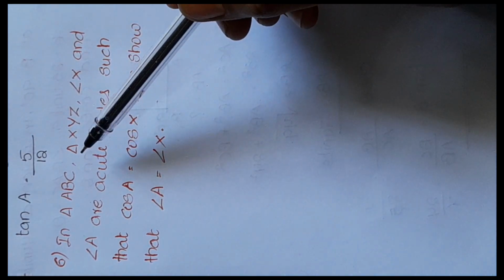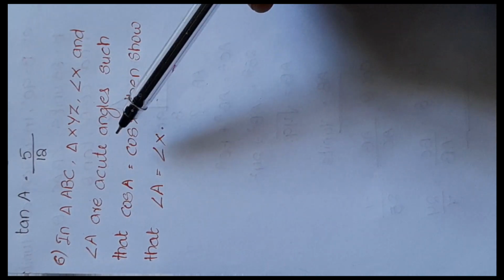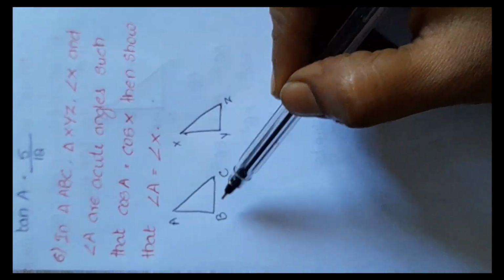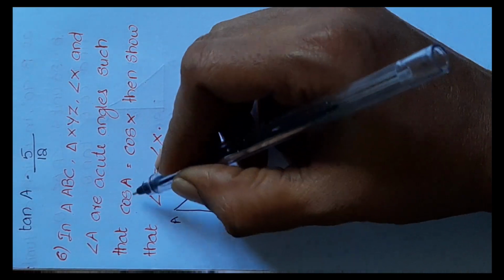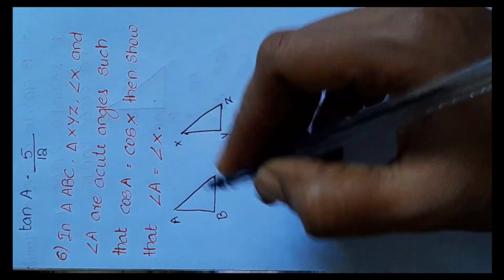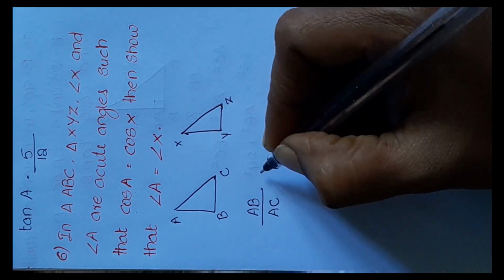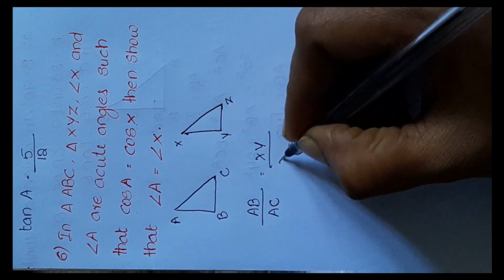Sixth question. In a triangle ABC and triangle XYZ, angle X and angle A are acute angles such that cos A is equal to cos X. Then show that angle A is equal to angle X. Here triangle ABC and triangle XYZ are drawn. From the information given in the question, cos A is equal to cos X. Cos A is AB by AC, which is equal to XY by ZX.